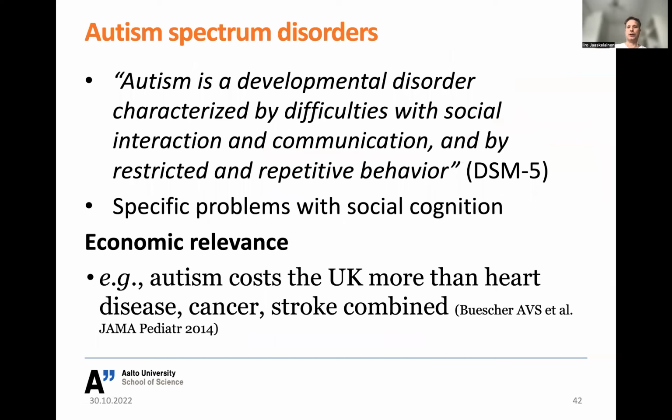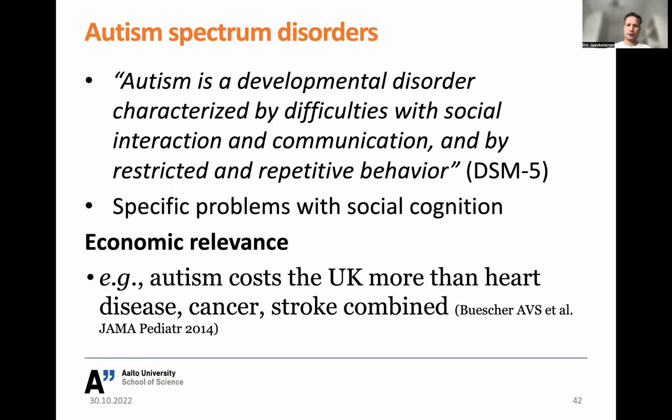And okay, so then moving on to the clinical dimension. There are these so-called autism spectrum disorders, and as indicated by DSM-5, autism is a developmental disorder characterized by difficulties with social interaction and communication, and by restricted and repetitive behaviors. And there are specific problems with social cognition in this disorder.